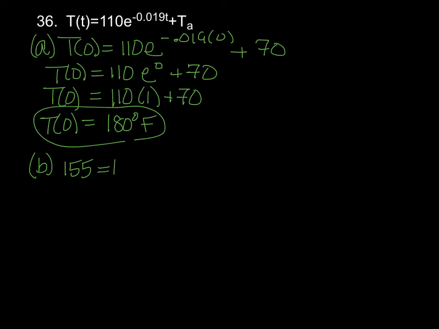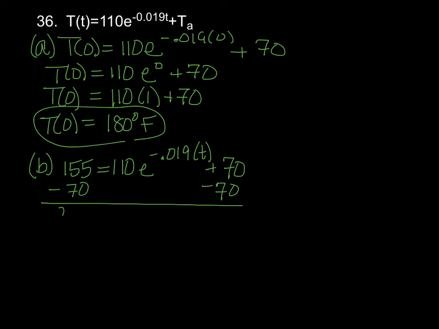And then what we're going to be solving for is little t. So negative 0.019 times little t. And again, that ambient temperature, or the surrounding temperature, room temperature, is 70. All right, so if we look at this, we want to try to get little t by itself. So I'm going to start by subtracting 70 from both sides.